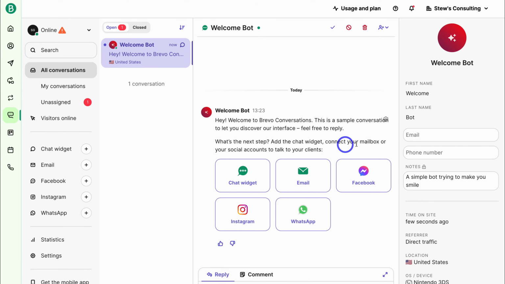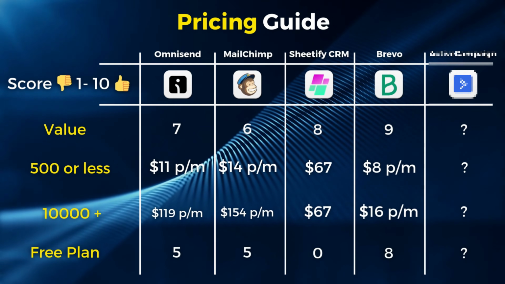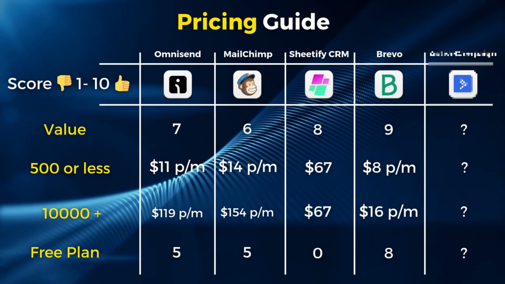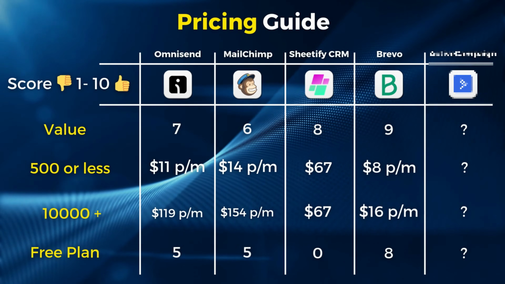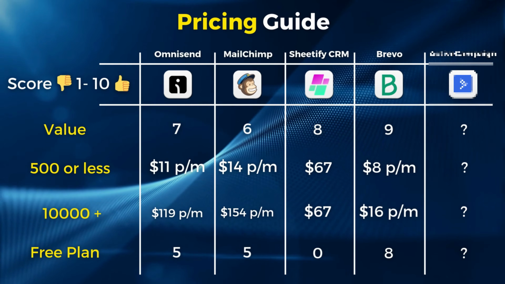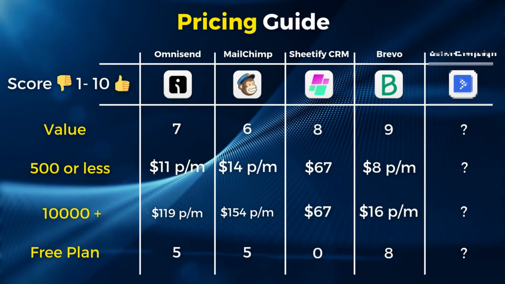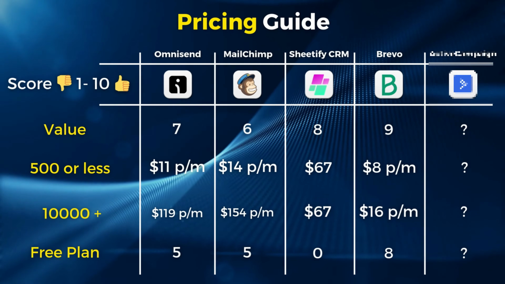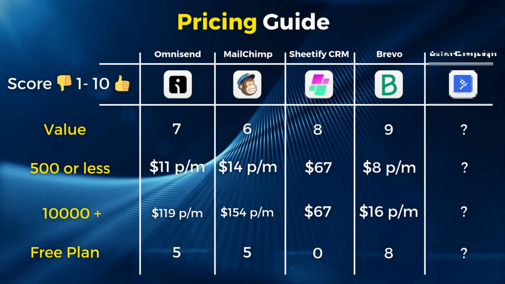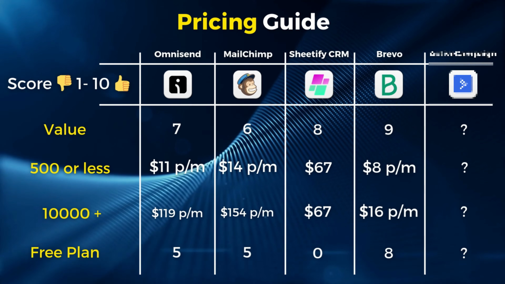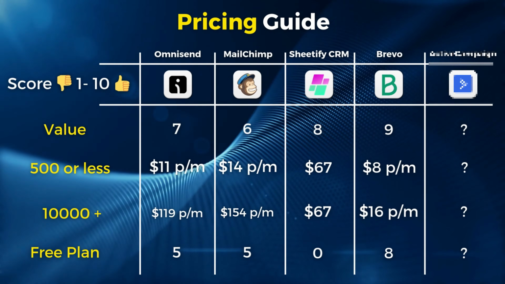Okay, let's take a look at Brevo's pricing. Pricing for up to 2,000 contacts and 5,000 email sends per month will set you back about $8 per month. However, the most valuable plan is the standard $16 per month plan for unlimited contacts and basically unlimited email sends per month. They also offer a freemium plan for micro businesses that generously allows for up to 2,000 contacts and 300 email sends per day.